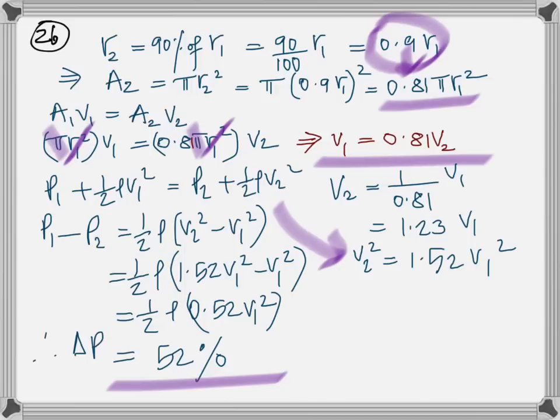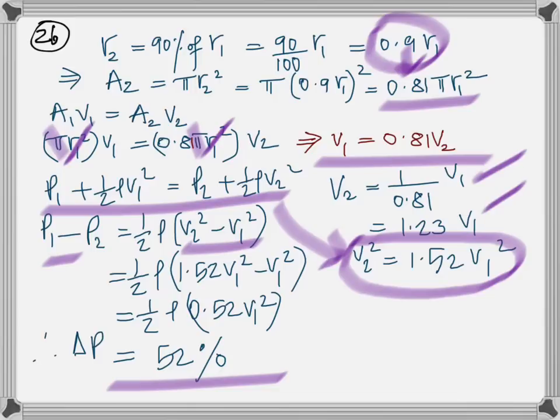So using A1 V1 is equal to A2 V2, we can prove that V1 is 0.81 V2, or V2 is 1 by 0.81 V1, right? Which is 1.23 V1. Now from Bernoulli's principle, you see that the difference in pressure is directly proportional to the difference in the square of the velocities. So if you take the square of V2, you get V2 squared is this.